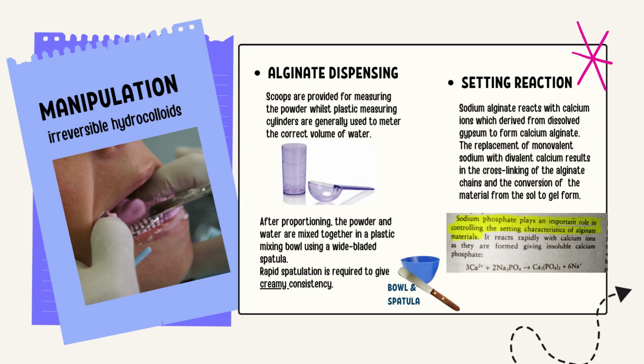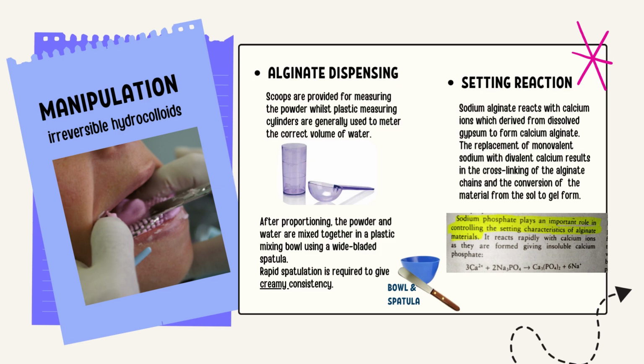Setting reaction. Sodium alginate reacts with calcium ions which are derived from dissolved gypsum to form calcium alginate. The replacement of monovalent sodium with divalent calcium results in the cross-linking of the alginate chains, and the conversion of the material from the sol to gel form.